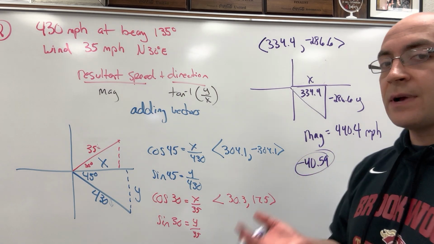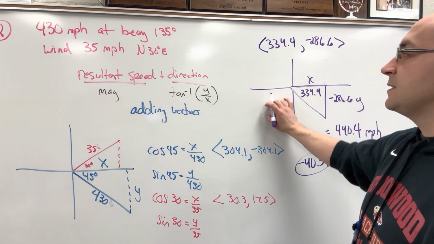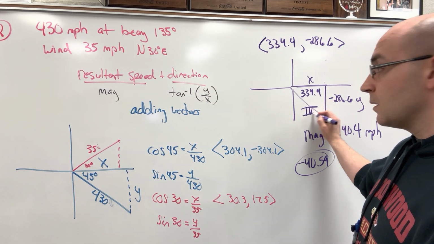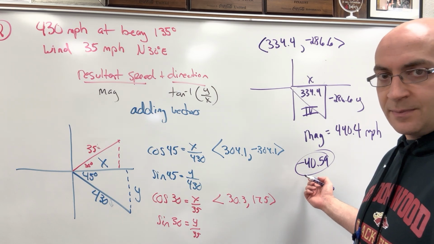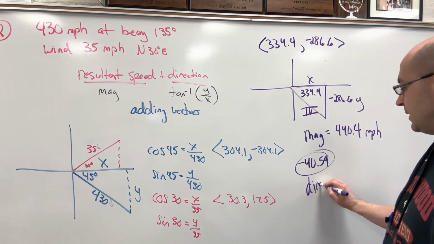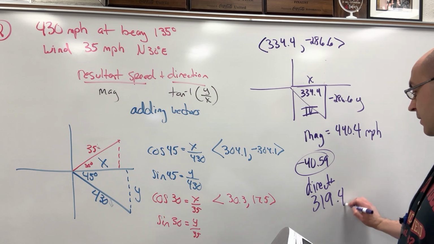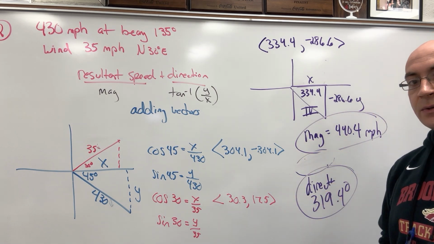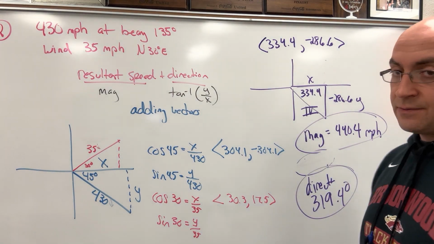But the problem with direction is that there are rules. We talked about these rules a little bit. When they're in a certain quadrant, we have to do different things to them. Because this is in quadrant 4, we're going to subtract 360 from this, or in this case, add 360 because this is just a positive value anyway. Your resultant direction is going to be 319.4 degrees. So these are my final values. The magnitude or the speed of that airplane after all this is done is 440.4 and the direction is 319.4.